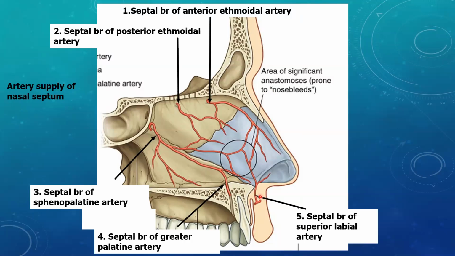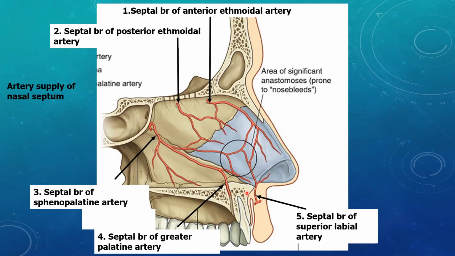So there are five arteries supplying the nasal septum: anterior ethmoidal, posterior ethmoidal, sphenopalatine, greater palatine, and superior labial from the lips. The sphenopalatine is from the second bone, you can see easily. If you remember bone, it is anterior ethmoidal, posterior ethmoidal, sphenopalatine, greater palatine, and superior labial. Labial means lips.